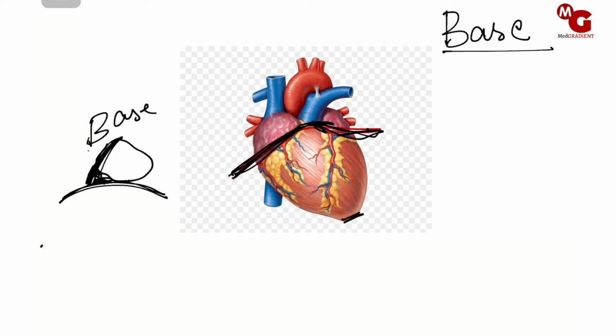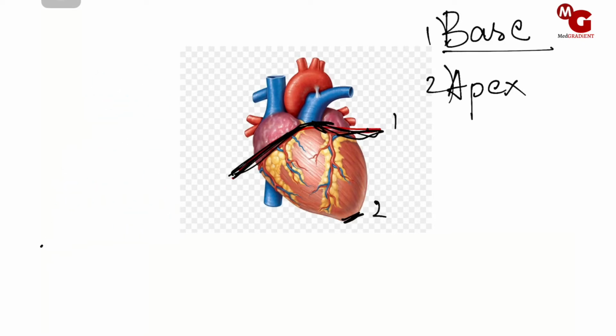So what is this part called? This part is called the apex. So we have got 1 and 2. I told you we need to locate 6 structures. The first one is the base, the second one is the apex. So how do you remember? The base is near to all the vessels that we can see, and the apex is the pointed structure that we see over here.